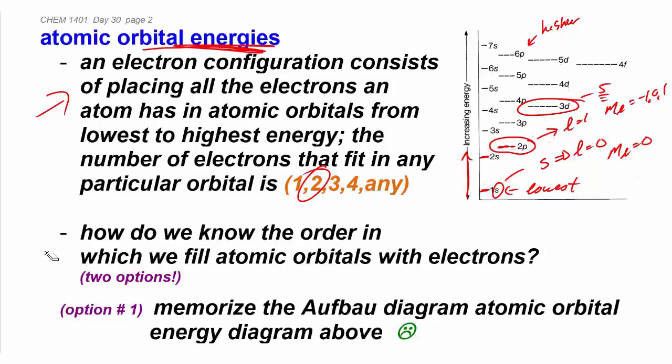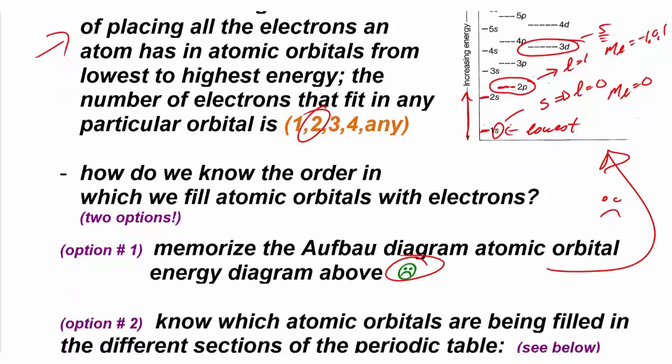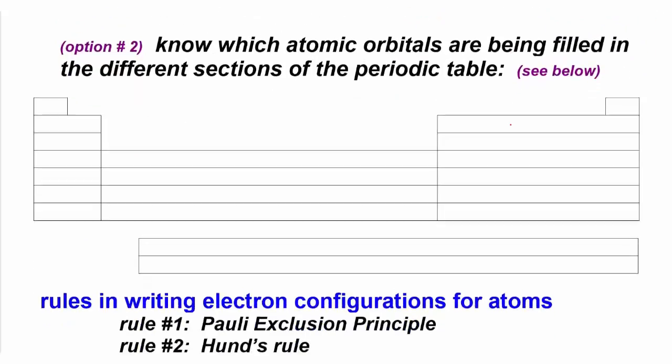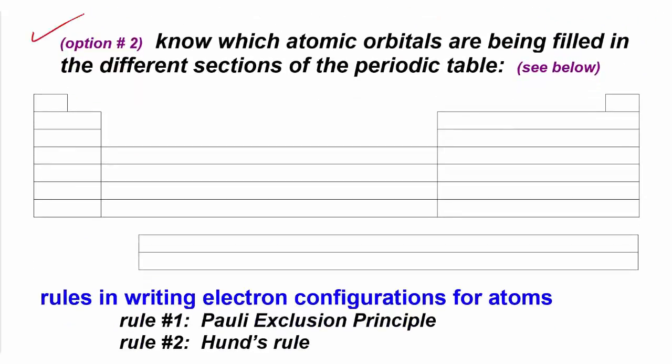So how do we know the order in which to fill these atomic orbitals? We know it's the lowest to the highest energy. I see 2 options. The first option, yuck: memorize the Aufbau diagram above. I mean, you have to remember 1s is first, and there's only one orbital. 2s has one orbital, and then it's 2p, and it's 3 orbitals. That's too much to know. I think option 2 is the way to go: know which atomic orbitals are being filled in the different sections of the periodic table.